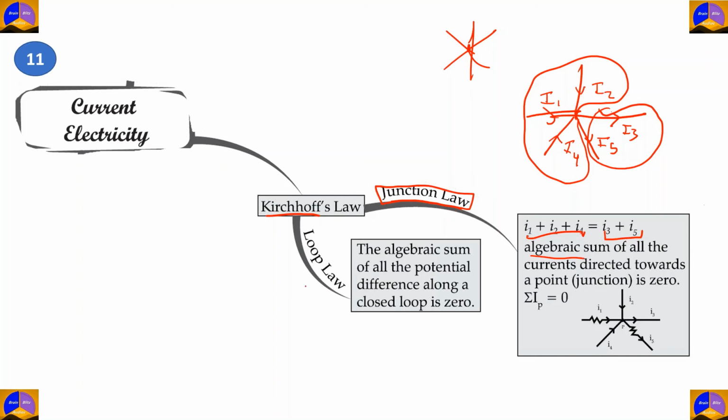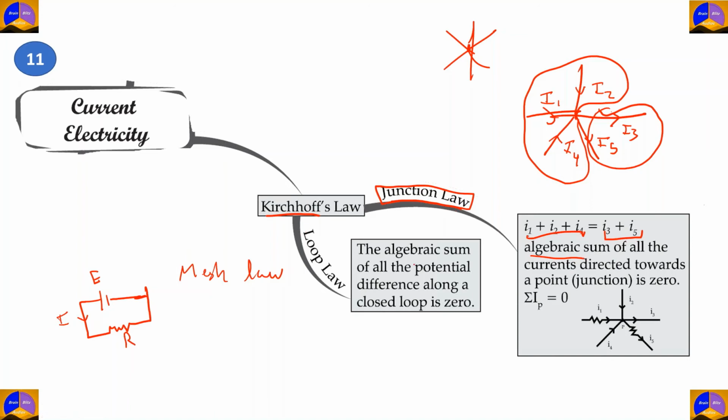Let's look at the second law, which is known as the loop law, or otherwise mesh law. It states the algebraic sum of all the potential difference along a closed loop is 0. Let's draw a circuit. Okay, so this is a cell with EMF E and a current I flows through it from the positive end to the negative end, and we have a resistor R as well.